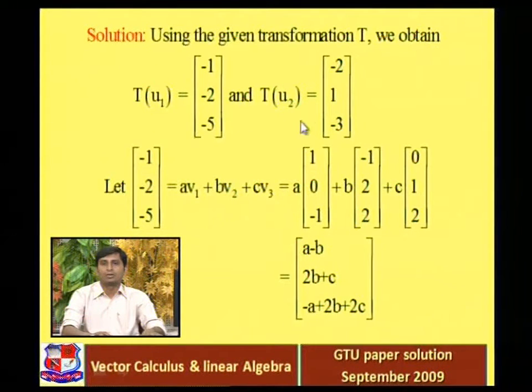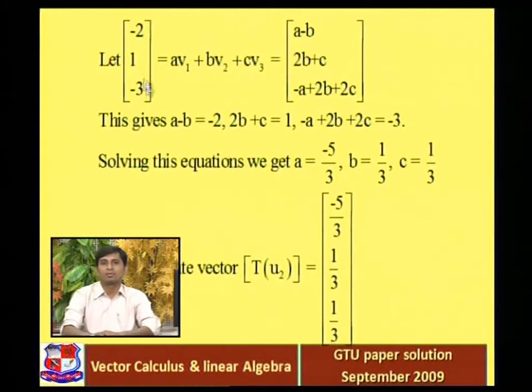Okay, also we have T of U2. So again, T of U2 is equal to minus 2, 1, minus 3. That can also be expressed as a linear combination of V1, V2 and V3. So minus 2, 1, minus 3 is equal to AV1 plus BV2 plus CV3, that is equal to again A minus B, 2B plus C, minus A plus 2B plus 2C.